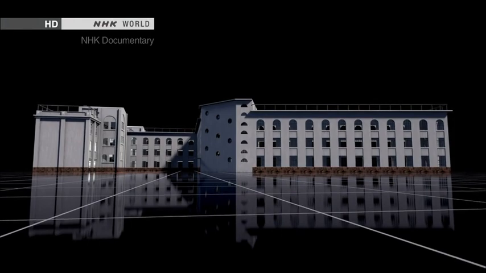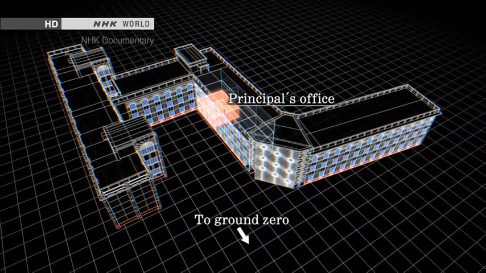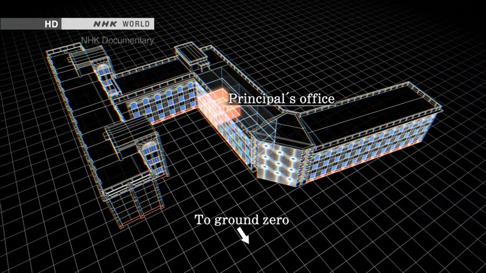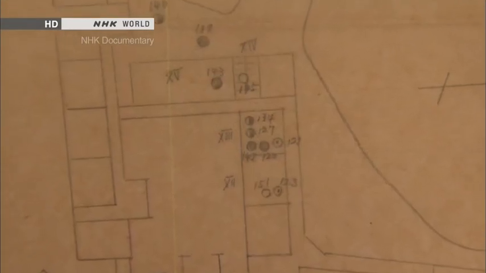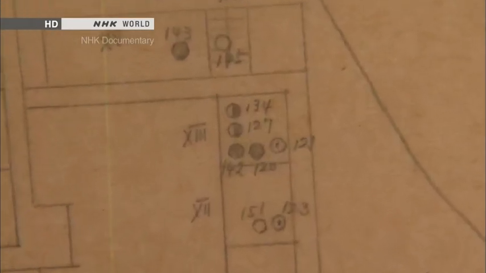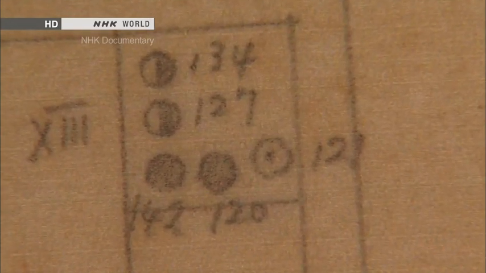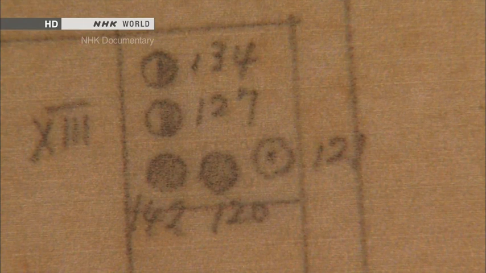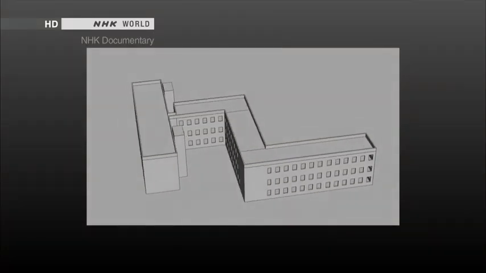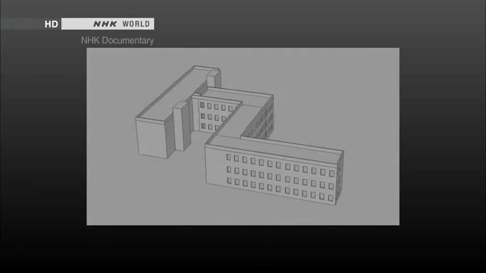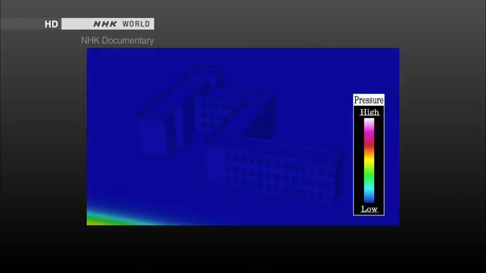In a far corner on the first floor of the school was the principal's office. Of the 5 teachers holding a meeting here, 4 died. How did the destructive force of the blast reach this room? Based on a host of data, we had researchers simulate the blast pressure on the school building. Here, different colors show changes in pressure every 1/500th of a second.